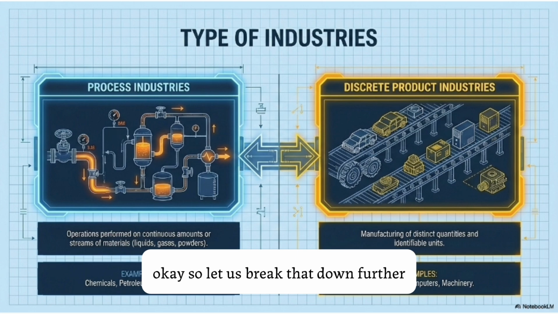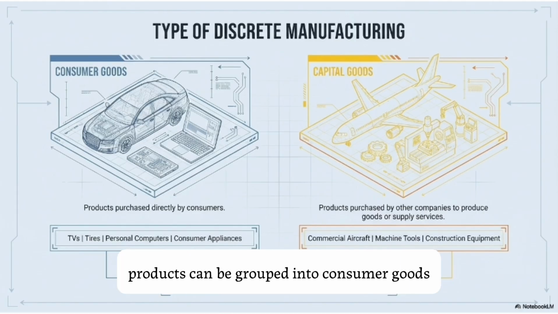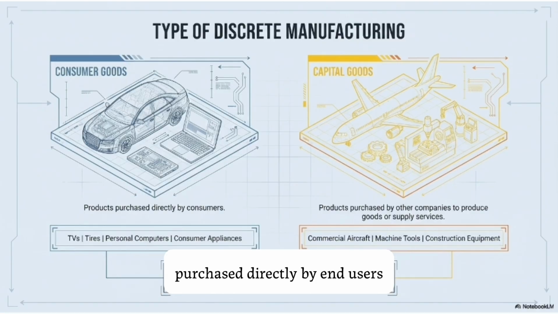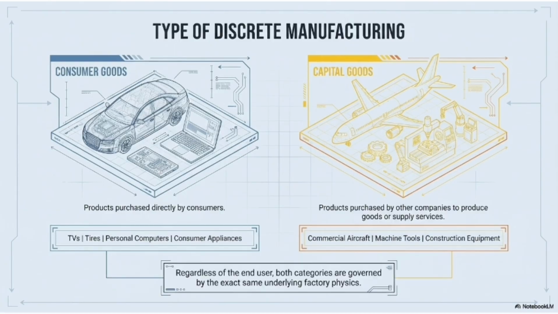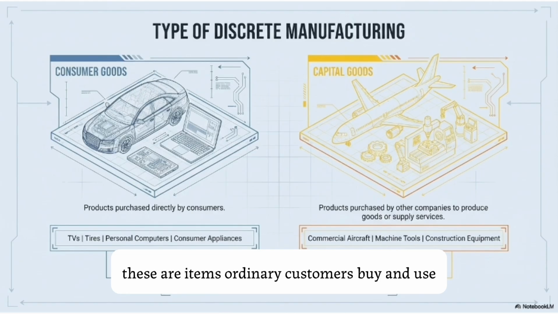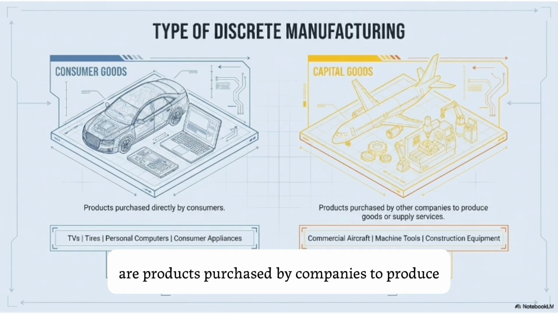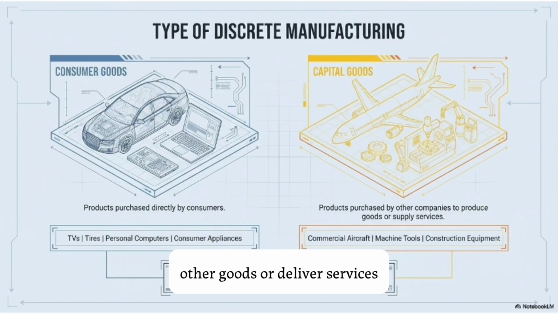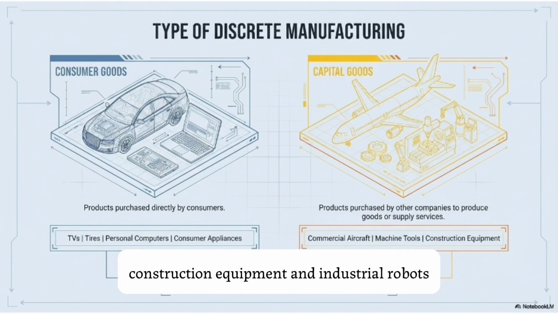Okay, so let us break that down further. In discrete manufacturing, products can be grouped into consumer goods and capital goods. Consumer goods are products purchased directly by end users. Examples include TVs, tires, home appliances, laptops, and personal products. These are items ordinary customers buy and use. Now, capital goods, on the other hand, are products purchased by companies to produce other goods or deliver services. Examples include aircraft, machine tools, construction equipment, and industrial robots.